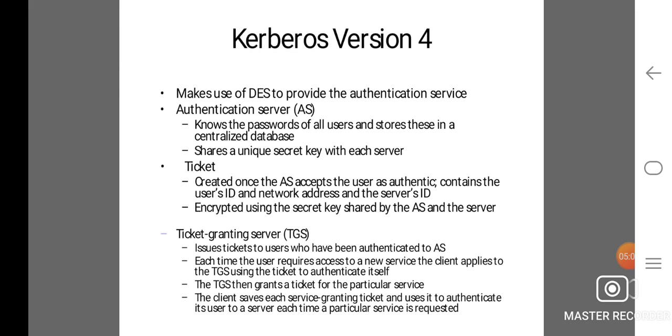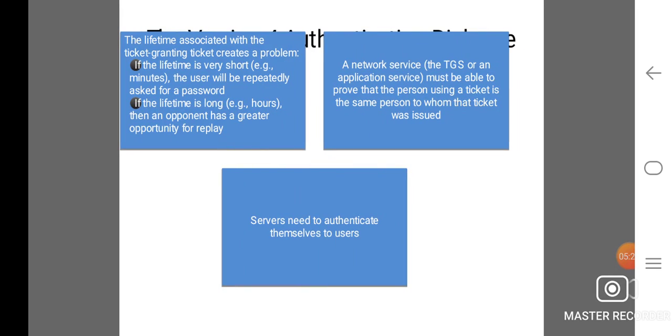Each time the user requires access to a new service, the client applies to the TGS using the ticket to authenticate itself. The TGS then grants the ticket for the particular service. The client saves each service granting ticket and uses it to authenticate its user to a server each time a particular service is requested. The lifetime associated with the ticket granting ticket creates a problem. If the lifetime is very short, for example minutes, the user will be repeatedly asked for a password. If the lifetime is long, hours, then the opponent has a greater opportunity for replay.